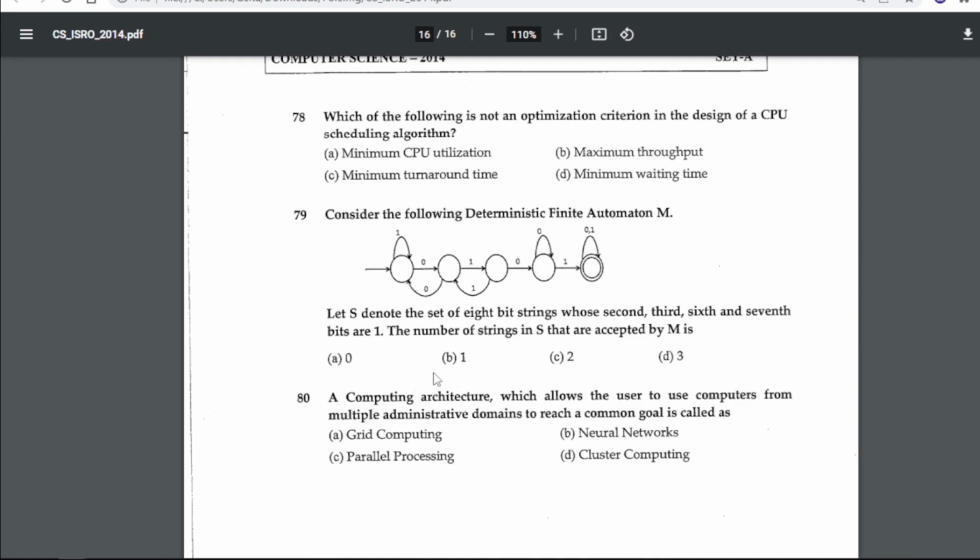Basically, grid computing is nothing but the collection of computer resources from multiple locations to reach a common goal, right? When each node is designed to perform a specific task in grid computing, it becomes cluster computing. Okay, but for this case the answer will be A, that is grid computing.